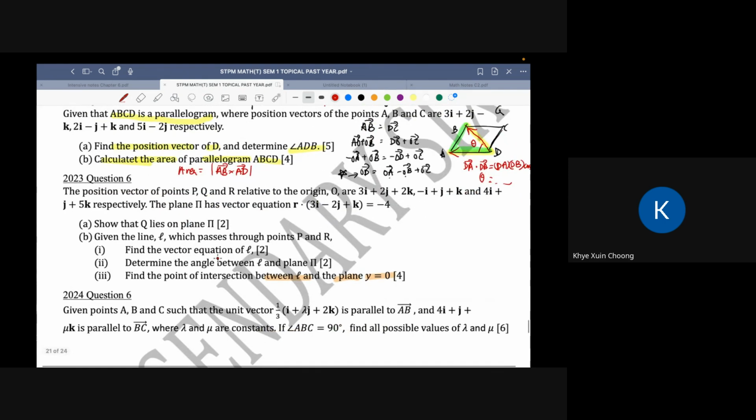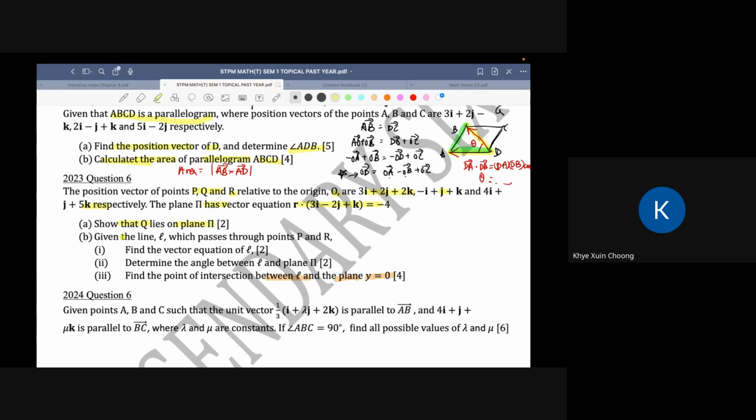Okay. So for 2023, position vectors of points P, Q, R relative to the origin O are these three. The plane has a vector equation like this. Show that Q lies on the plane. How to show that the point lies on the plane? You just need to substitute the point Q into the equation and show that the left hand side equals the right hand side. If the left hand side equals the right hand side, then it lies on the plane. So for this equation, the r should be xyz, and you can sub xyz inside.